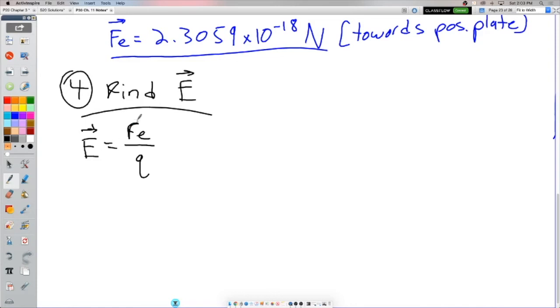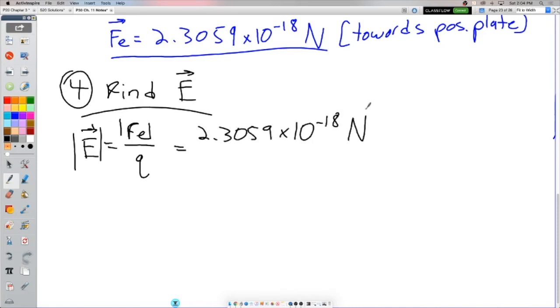Okay, so the electric field is equal to the electric force over the charge. Maybe let's just throw magnitudes on that, because we kind of have to interpret in the end what direction it's going to be. So that equals 2.3059 times 10 to the negative 18th power newtons over what's the charge of an electron? It's negative e. So we don't use the negative because we're just looking at magnitudes, and the negative doesn't tell us direction anyway. 1.6 times 10 to the negative 19 coulombs. Okay, so newtons per coulomb. Good, that's the unit of electric field.